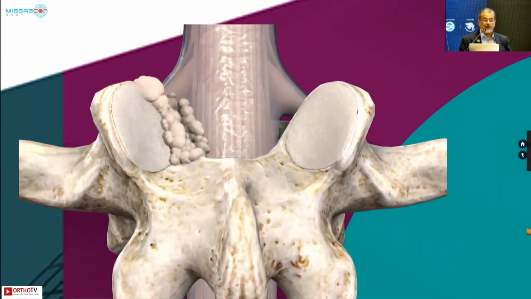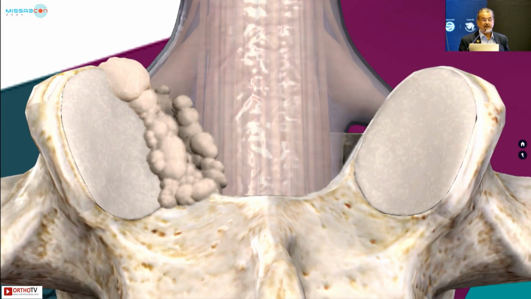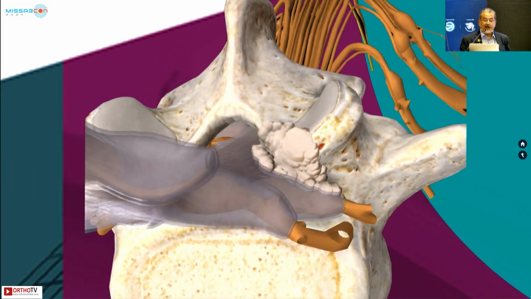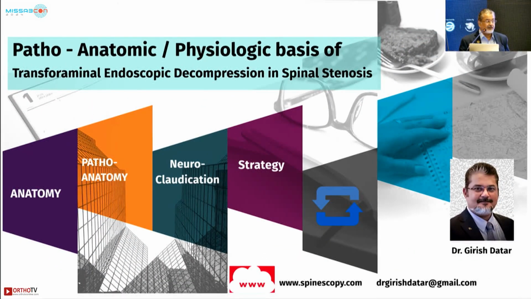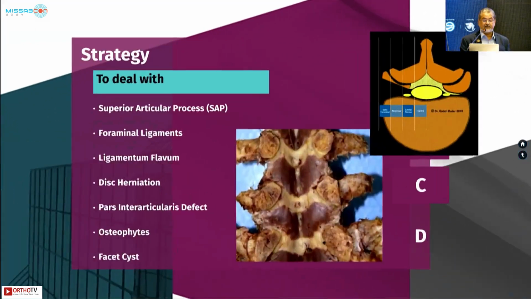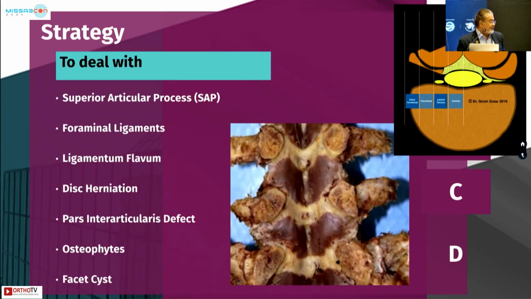So you see all the stenosis coming around this area of the superior articular process, the lamina part of the SAP, and this is the pathology primarily in the majority of patients. I don't say that this is in everybody, but in the majority of patients. So what do we need to deal with? We need to deal with the superior articular process, which is primarily the horizontal component.